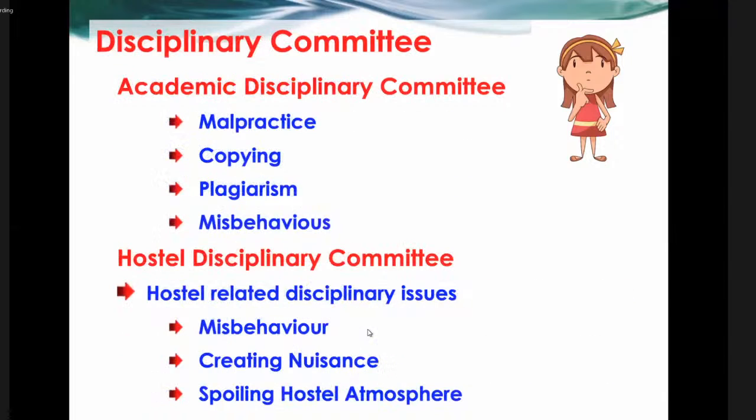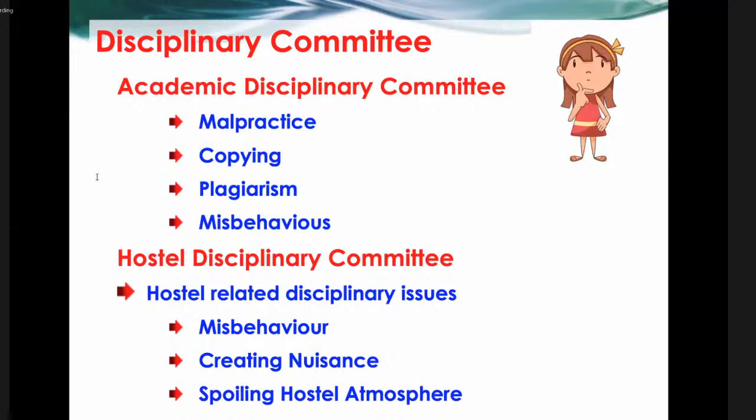Another one, there are two disciplinary committees. One is the academic disciplinary committee. This will monitor your behavior. If you are involving in malpractices during exams, or even assignment copying, or plagiarism related tasks or misbehaviors, all those things will be monitored, and the corresponding cases will be reported to the academic disciplinary committee, and then the academic disciplinary committee will take an appropriate action.